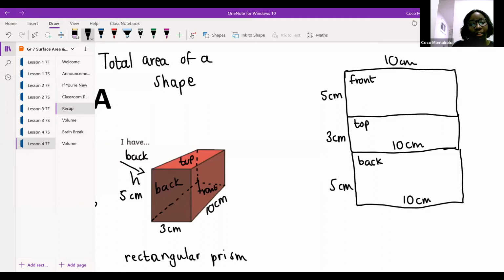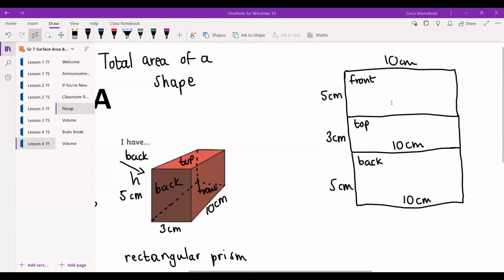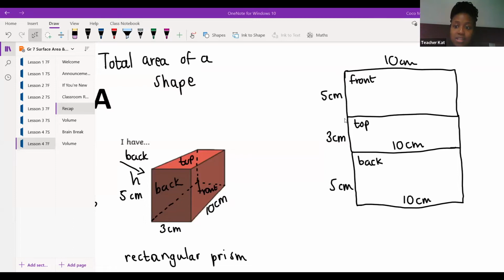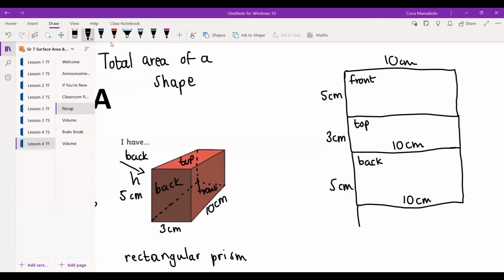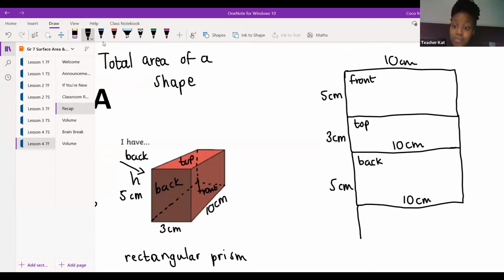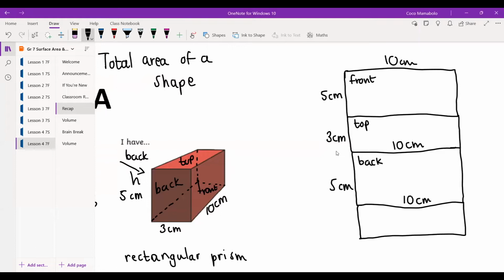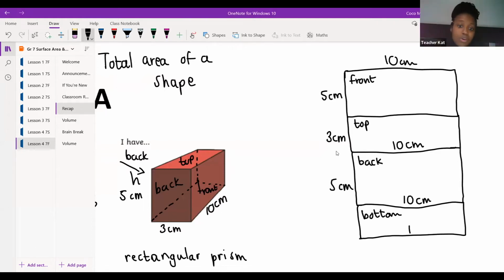You've done the front, the top, the back. The bottom is missing. In a regular prism, you have 6 sides. We have 6, right? And we've only done 4 of them. Right? So which ones are we missing? There we go, we're missing the sides. So what are the dimensions for the sides?